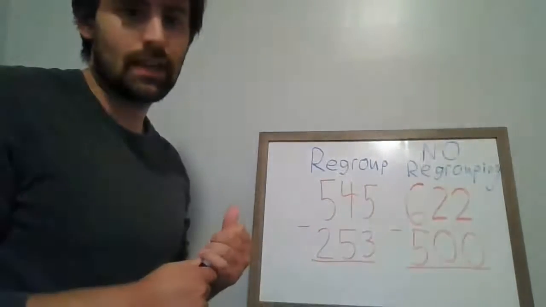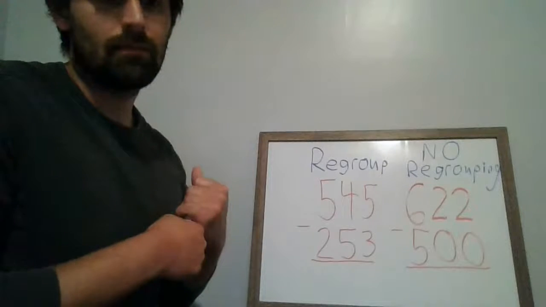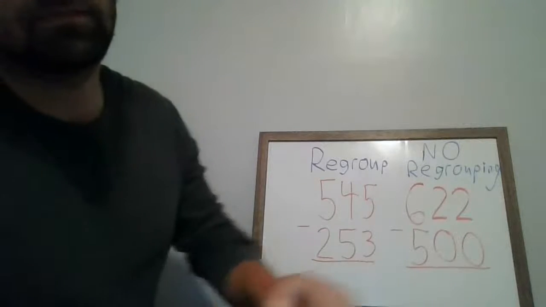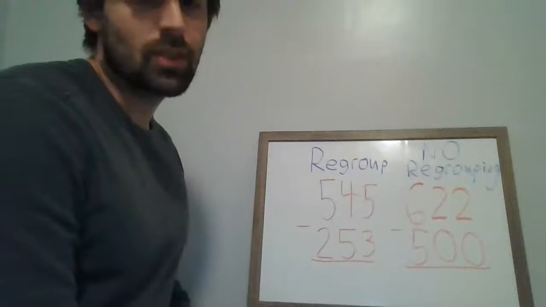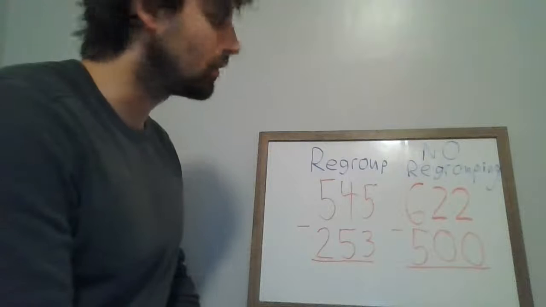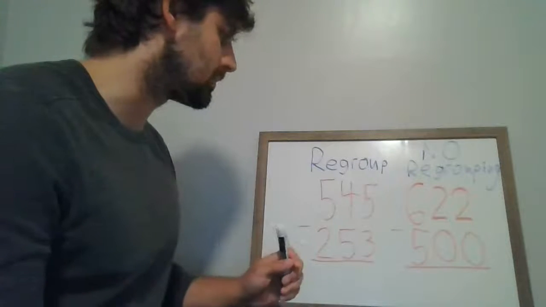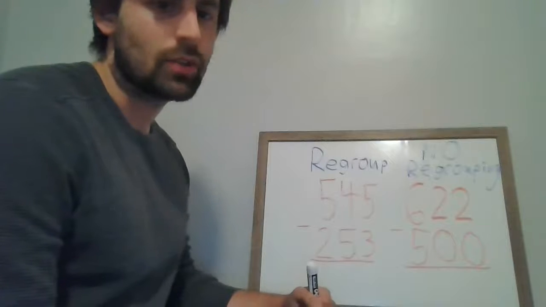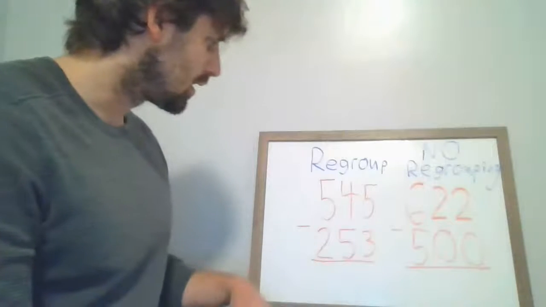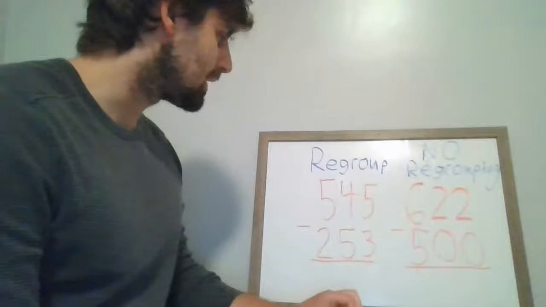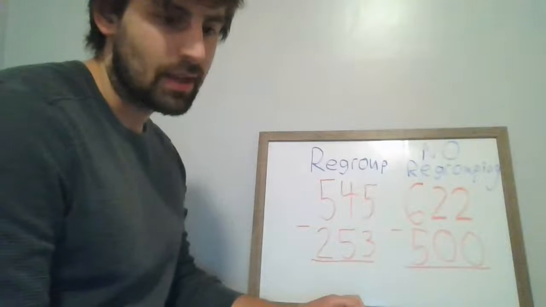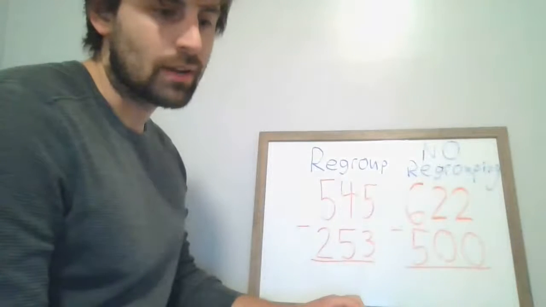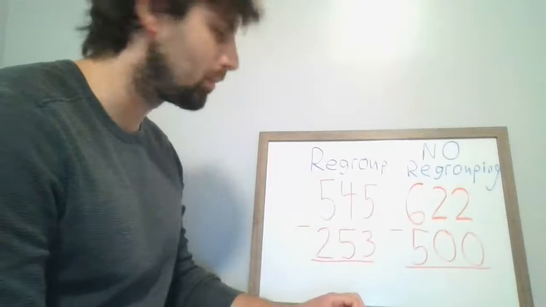All right, so I'm going to get into it. Regrouping when it comes to 3-digit numbers is no different than when it comes to 2-digit numbers, except instead of just looking in the ones place, we have to look in the ones and the tens place. We determine if any of the numbers on the bottom are bigger than the numbers on the top. If the number on the bottom is bigger in either the ones or the tens place, then we need to regroup.